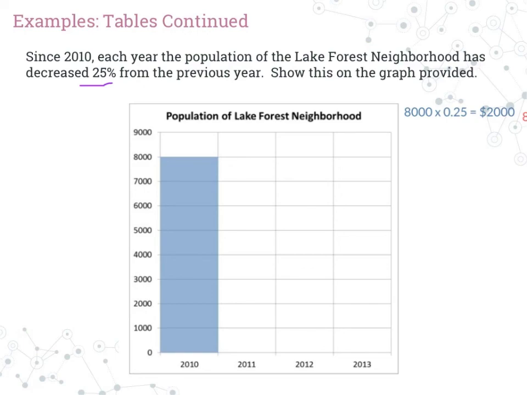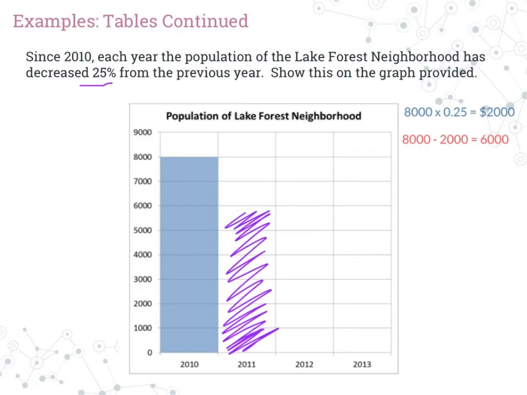So now I have to subtract, because it's talking about a decrease, 2,000 from 8,000. And when I do that, 8,000 minus 2,000 is 6,000. So now I need to show that on my graph by shading in 2011 up to the 6,000 mark, which indicates the new population for that year. Now, I want you to take the information that we just have, and I want you to do 2012 and 2013 for yourself. So you're going to go ahead and pause the video, try those two on your own, and then press play again to see if you are right.